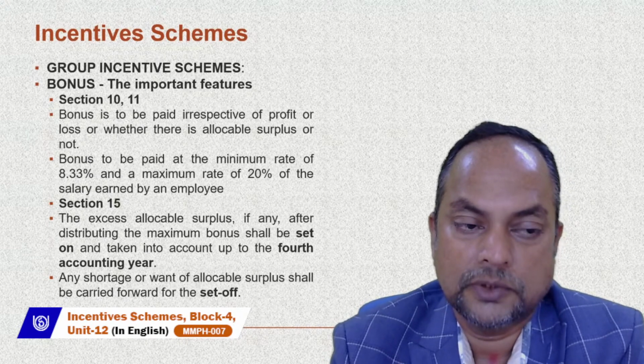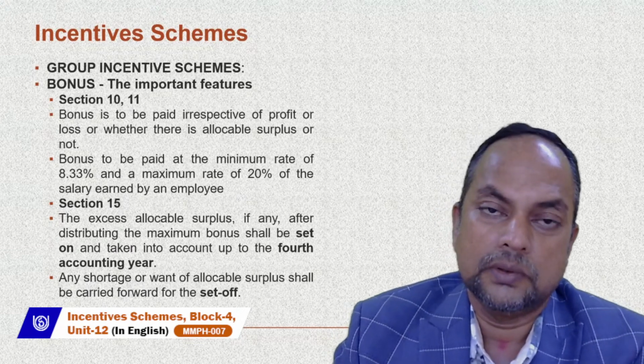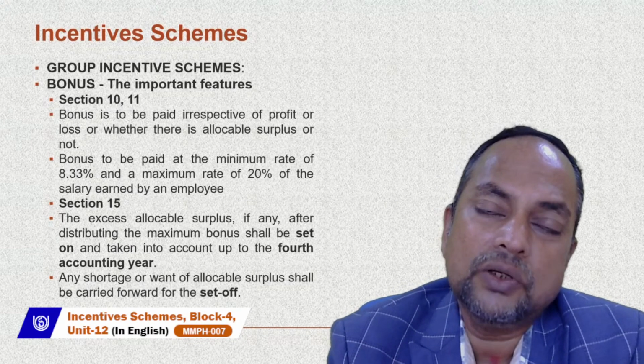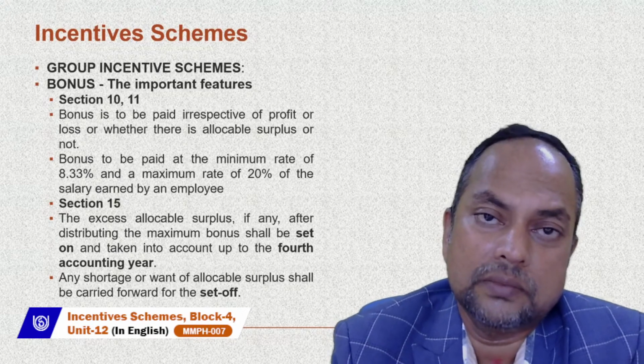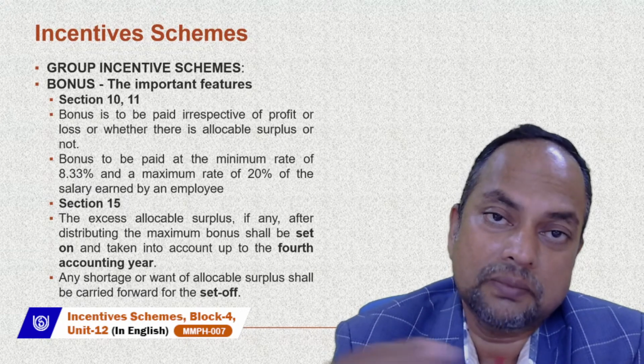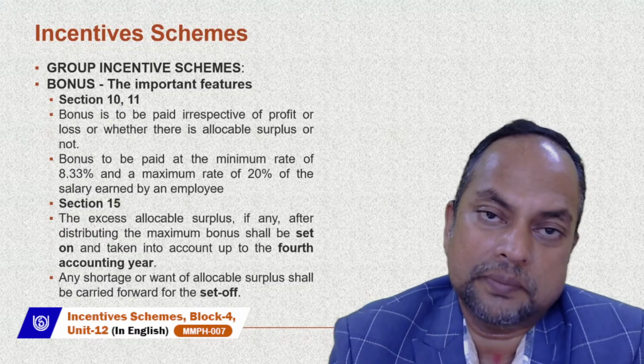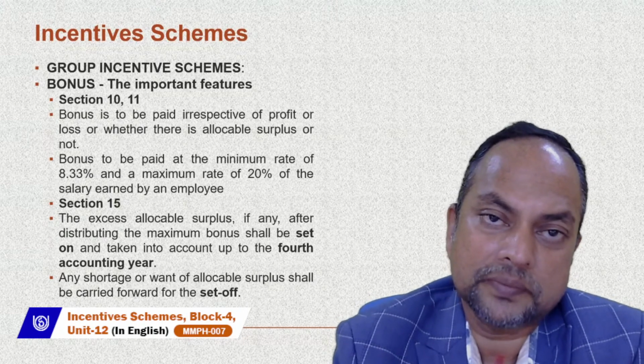But sometimes, right, if the allocable surplus is more than that is what required for the payment of bonus at the maximum 20%, right? So can I pay them at 25% or 30%?